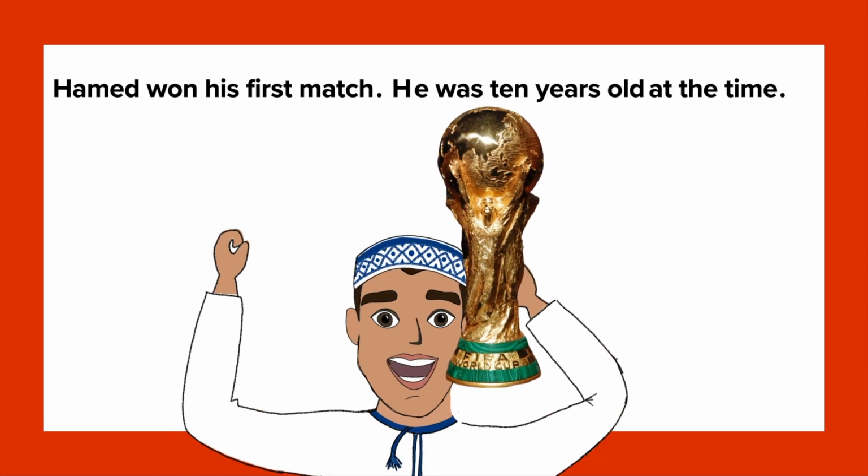Good job, Hamid. Now here, 10 years old tells me we're talking about time. And I also have this phrase at the time at the end. That's going to tell me that instead of having this as two separate sentences, I can combine them into one sentence using when. Hamid won his first match when he was 10 years old.